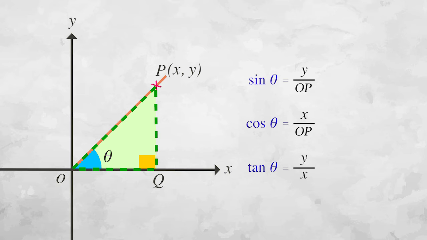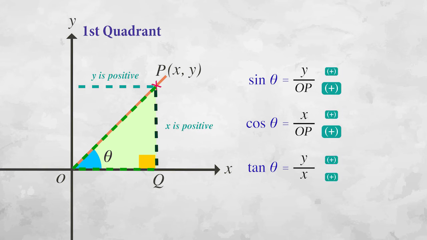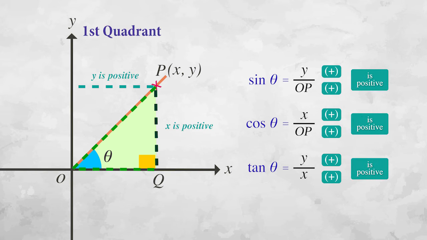Let's first look at the case where point P and angle theta lie in the first quadrant. What do you think are the signs of sine, cosine, and tangent of theta in this quadrant? We know that the length of OP is always positive in all quadrants, and the x and y coordinates of point P are always positive in the first quadrant. So all three trigonometric ratios are always positive in this quadrant.